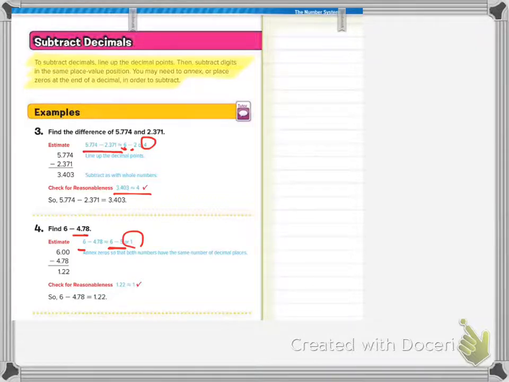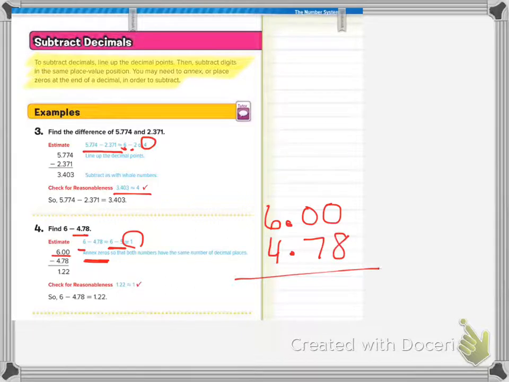Okay? 6 is a whole number. You can't see the decimal, but it's there. In a whole number, the decimal is always at the end. So behind that 6 is a decimal. We need to annex zeros, or just put in zeros behind the decimal so that we can subtract 4.78 from 6. So we're just inserting the zeros behind, so now we can subtract 4.78. So we need to borrow. So if we have 6.00 and 4.78, we have to borrow.